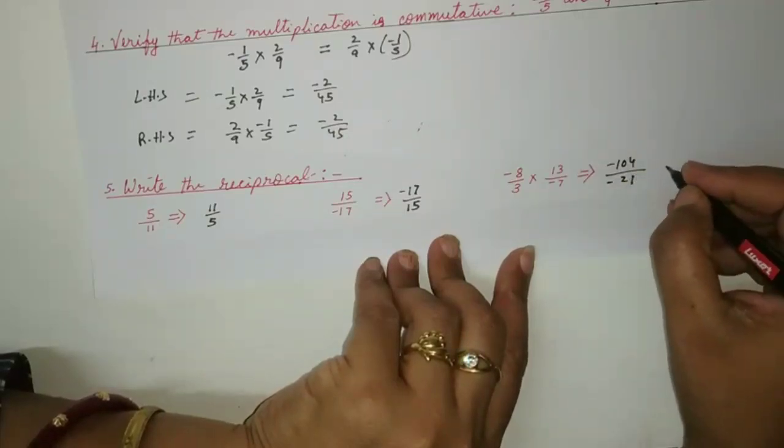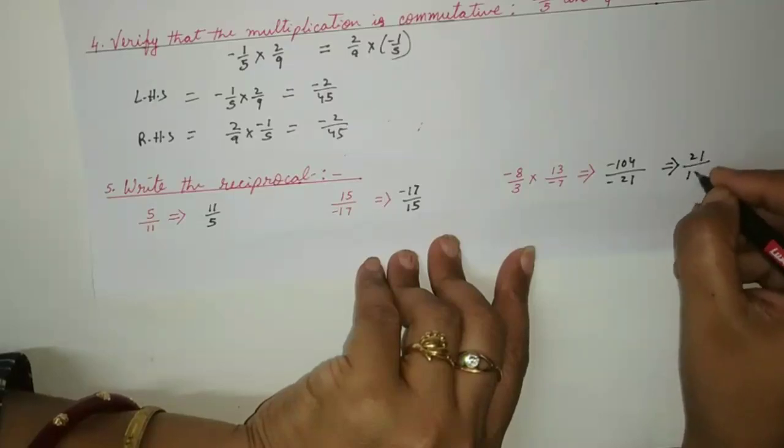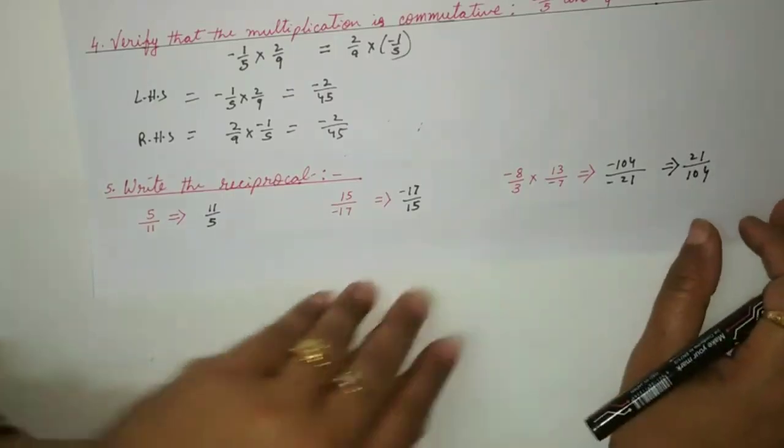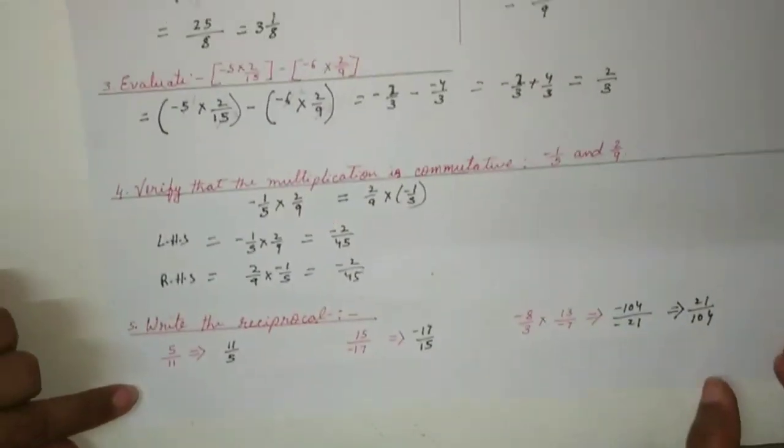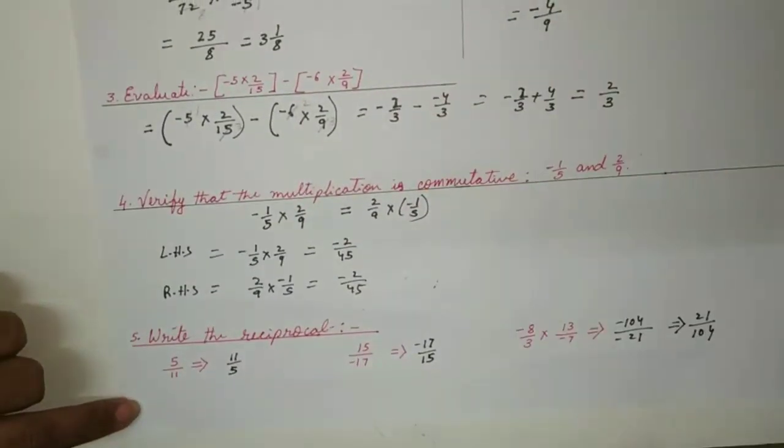The minus minus gets cancelled and the reciprocal becomes 21 by 104. So this was all about the common steps of multiplication.